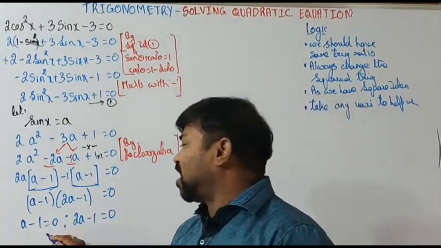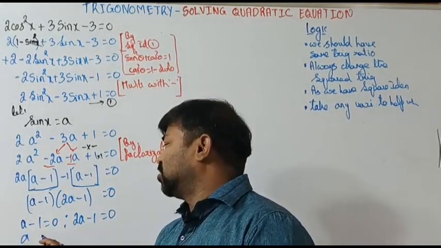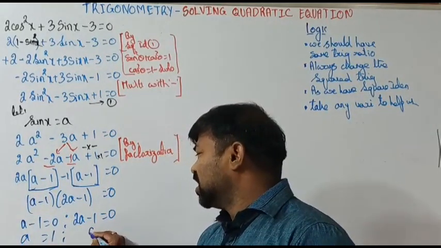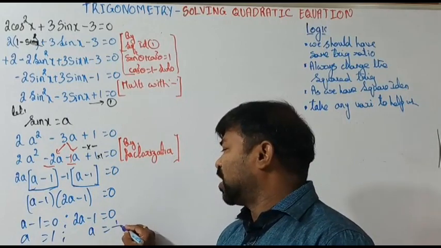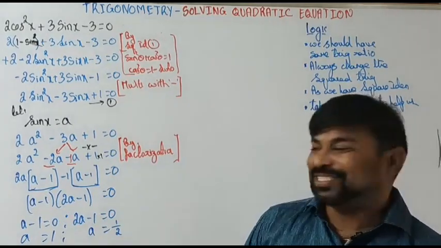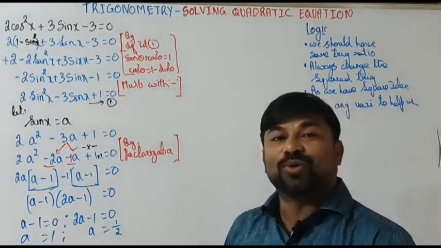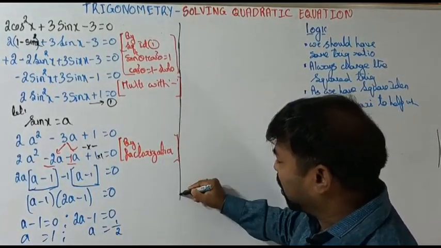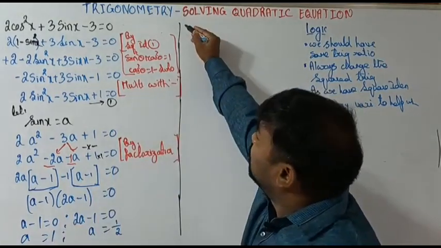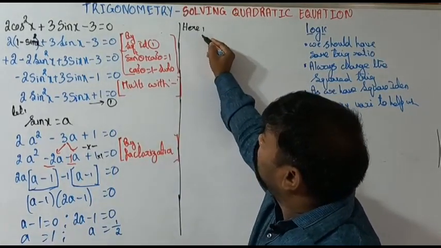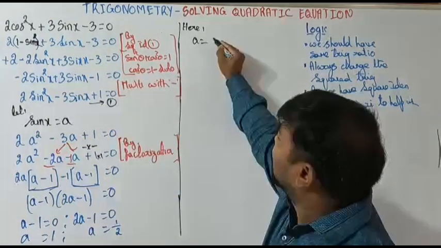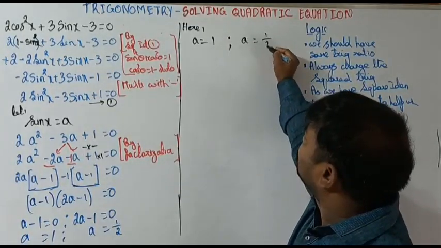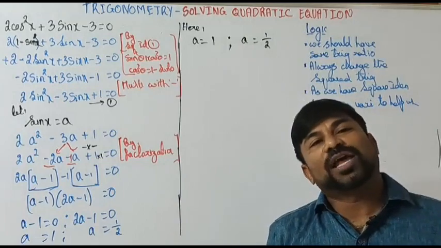Still let us simplify. Can I call it as a is equal to minus 1 sent to the other side, plus 1? Now here, can I take a as 1 by 2? Yes, so a is equal to 1 and a is equal to 1 by 2. Now let's get back to the actual concept. So here, what we got? A is equal to 1, we got the first one, and a is equal to 1 by 2. So now we got the values of a.